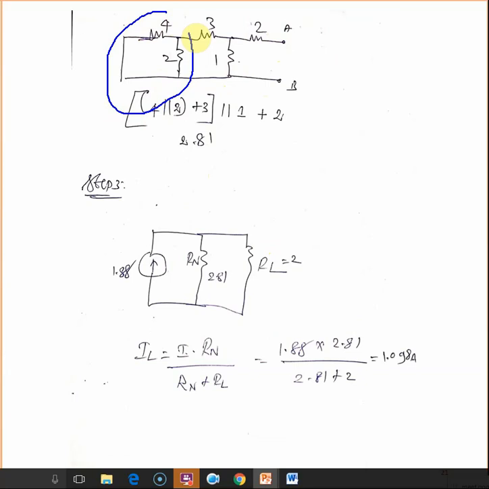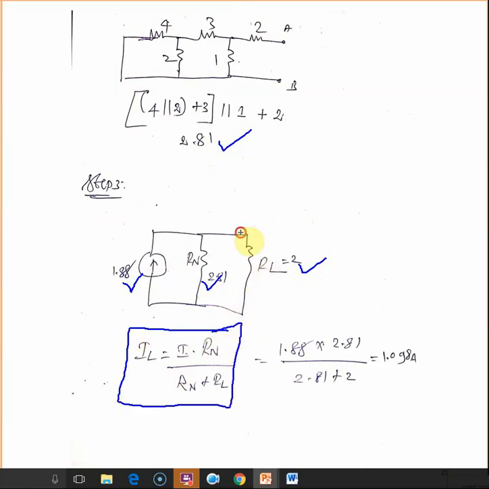These two are parallel. Then series with 3. Then after that, these two are parallel with respect to the 1, plus series with the 2. Step by step you can proceed. The answer is 2.81. Once you get the 2.81, directly substitute it in the equivalent circuit. And then step number 1, the 1.88 you found, substitute the RL value directly. Then IL is equal to, you can find the formula, the flow of current, IN into RN divided by the sum of these two. Yes, over. So Norton theorem is over, Thevenin theorem is over.